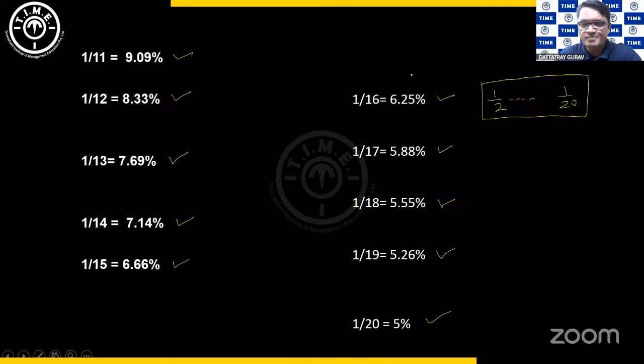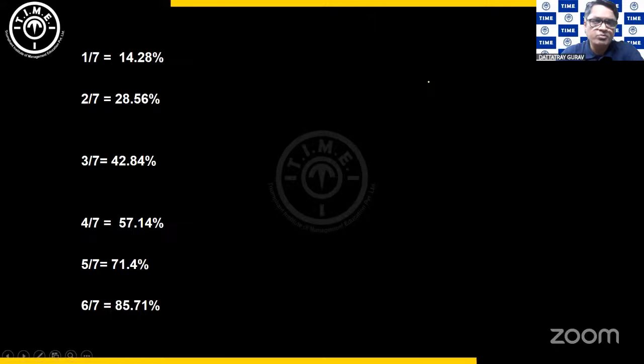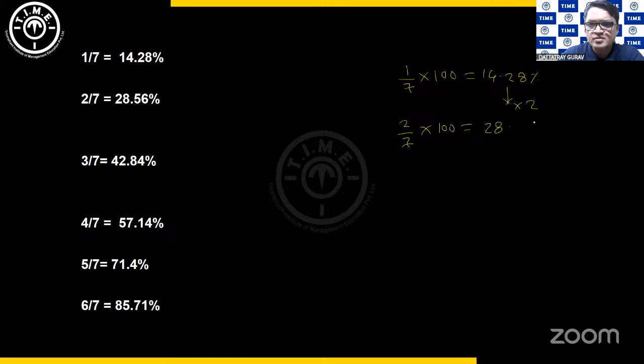So let's take the next part now. We'll go for a question based on the same tables. So this is one more table. What is 1 by 7? If I multiply by 100 here, it becomes 14.28. But when I say 2 by 7 into 100, this should be double. It becomes 28.56.